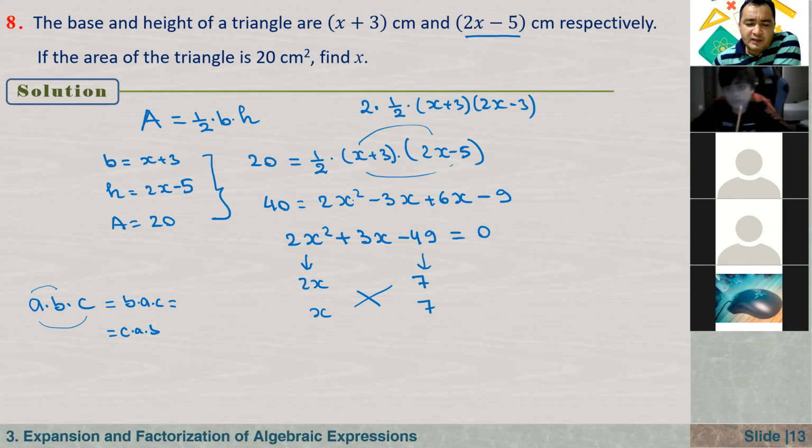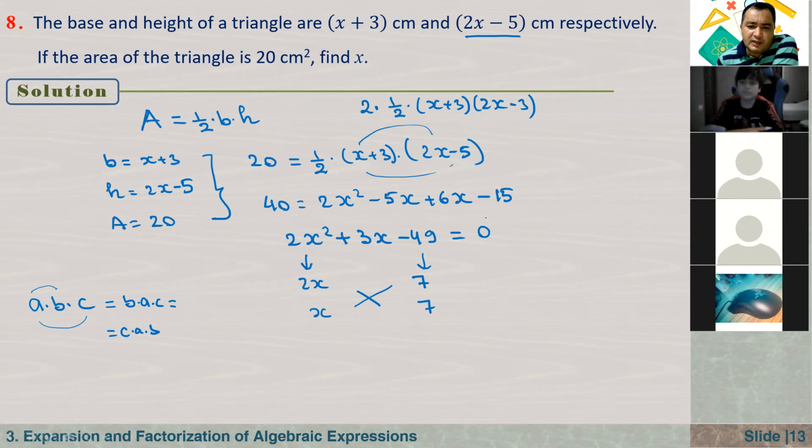So now if I expand this, x times 2x, 2x squared, x times negative 5. So here we have negative 5x. 3 times 2x, that is 6x, and 3 times negative 5. So here we have negative 15.